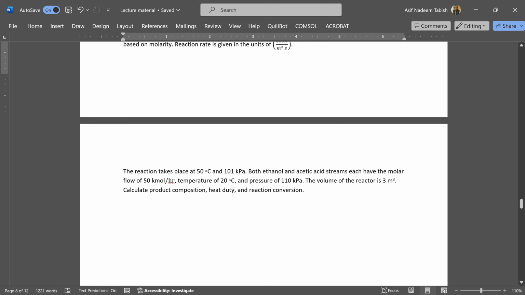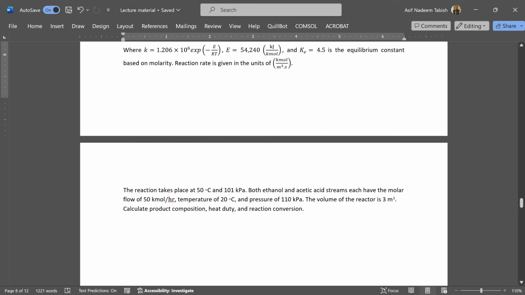The operating conditions include the reaction at 50 degrees Celsius and 101 kilopascal pressure, the feed streams having ethanol and acetic acid flowing at a rate of 50 kilomoles per hour at 20 degrees Celsius and 110 kilopascal enters the reactor. The reactor volume is 3 cubic meters. So for these situations, you are asked to calculate the product composition, heat duty and reaction conversion.